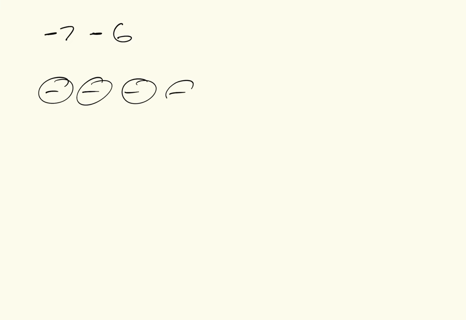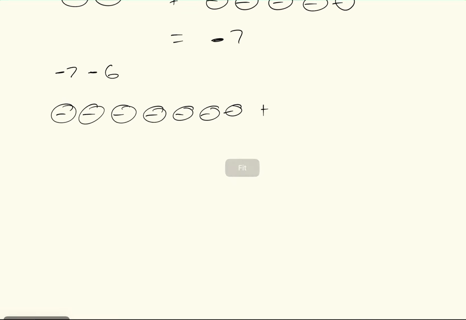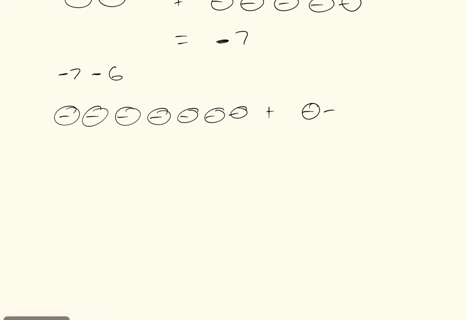For the third example, we can do just different numbers, -7 minus 6. Sorry, let me clear that up. -7 minus 6. And if we do the method I just showed, since we're subtracting a positive, we can just add a negative. -7 plus -6, and that will give us -13 when you add all those up.